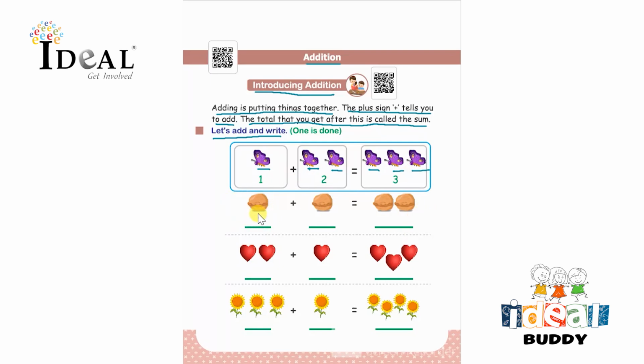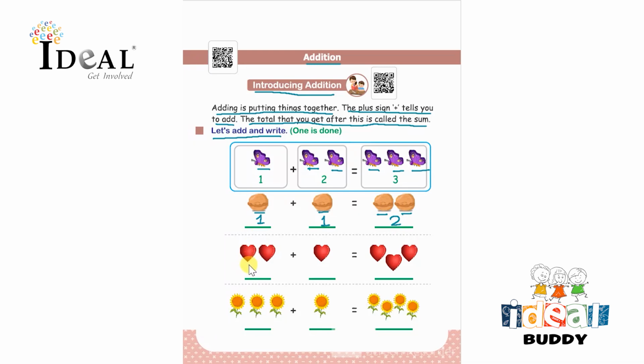So the first is 1. So they will identify, they will recognize the number. They will write the number 1 here. Over here also it's 1. Then 1, 2. So there are two objects. So they will be writing 2 here.